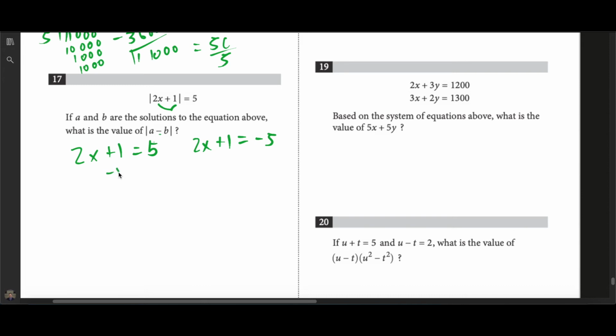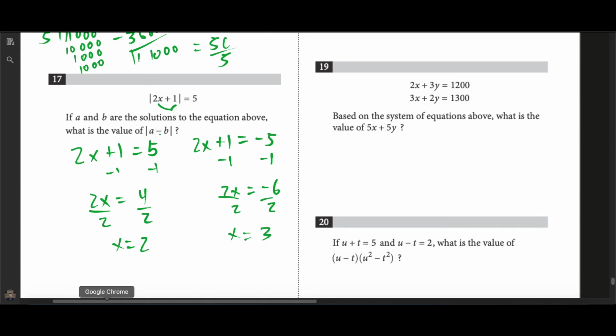But you go ahead and solve. Minus 1, minus 1. 2x is equal to 4. Divide by 2, divide by 2. x is equal to 2. Minus 1, 2x is equal to negative 6, divided by 2, x is equal to negative 3. Negative 6 divided by 2 is negative 3.